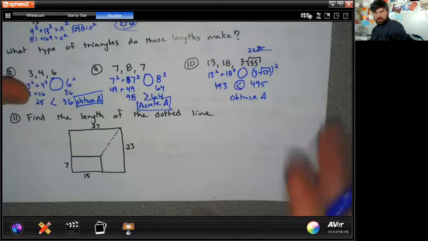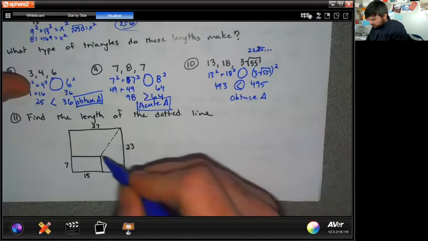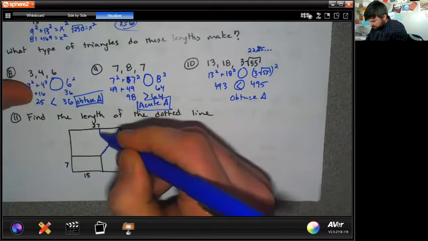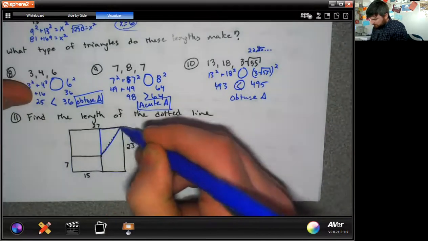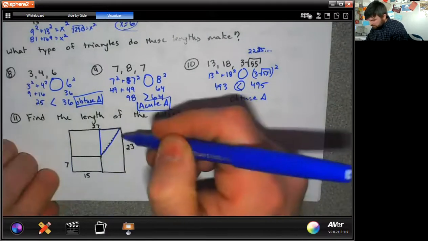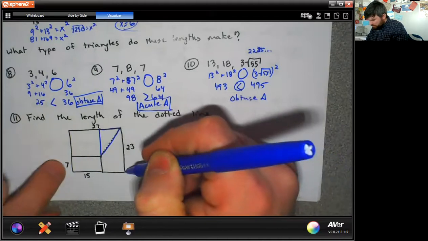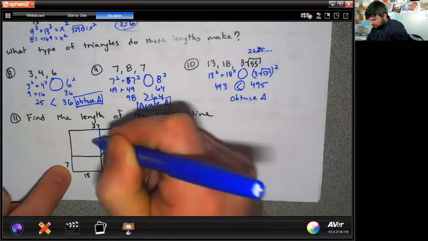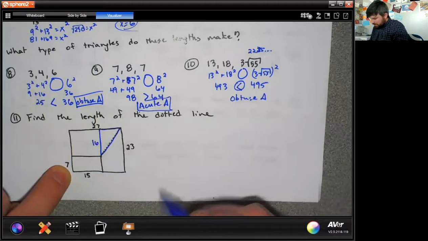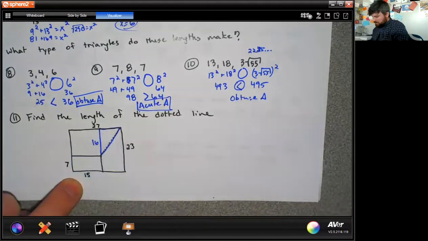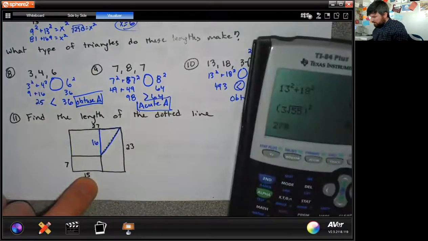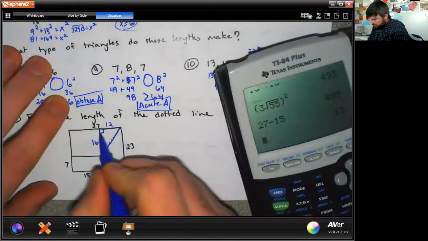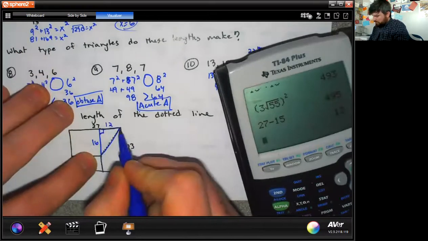Okay, find the length of the dotted line. So we're looking for this line right here, which means I need to form a triangle here and find these sides. So this long side here is 23, but over here it's 7. So 23 minus 7 is 16. And then this is 27, but you got to take away the 15 there. That's 12. So your right triangle is 12, 16, and you got to find the other one.